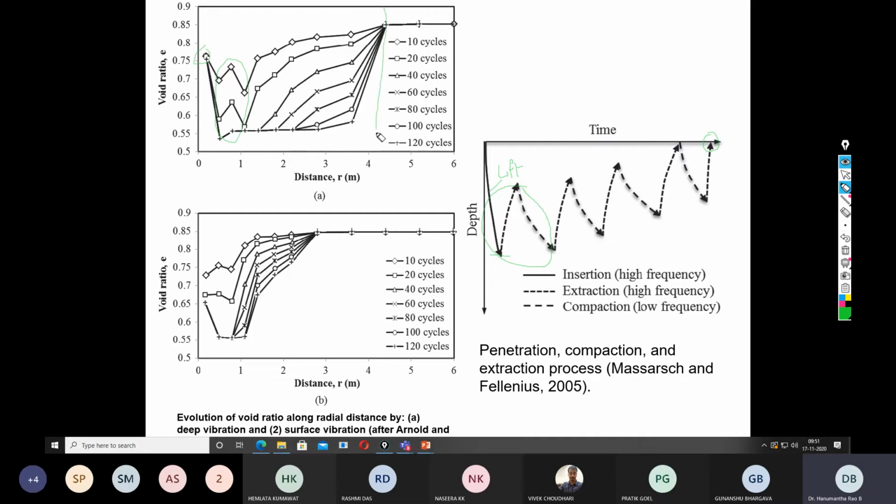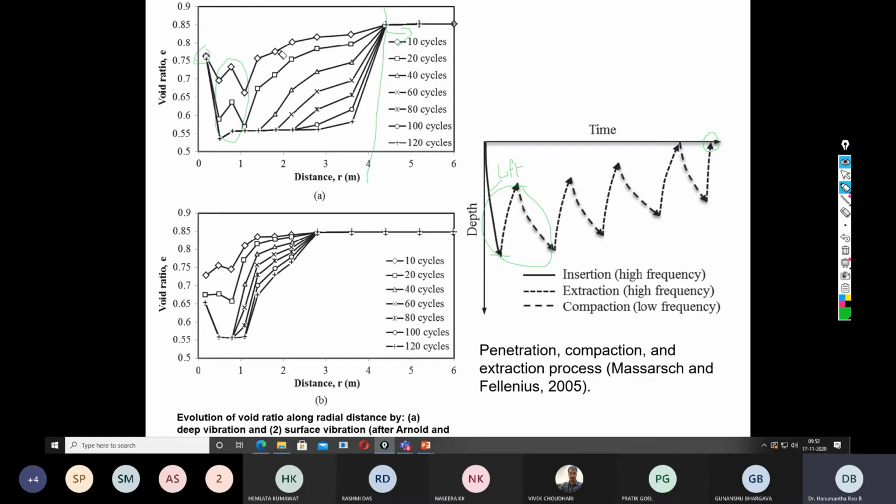This indicates, for example, that beyond an r distance of 4 meters, there was no change in the void ratio, even after applying 120 cycles. So this indicates that there is no influence of the vibration energy beyond 4 plus meters. This is the first observation that we can make.